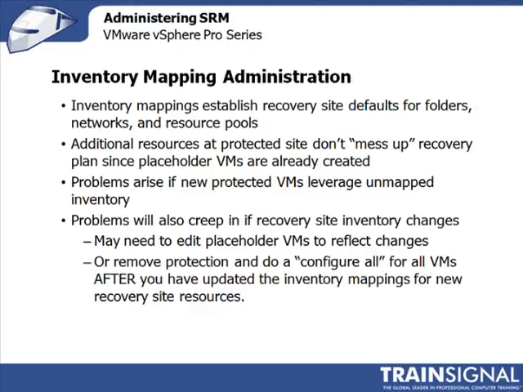My preferred method for now is to remove protection on all the VMs in a protection group and do a configure all for VMs in the group after you have updated the inventory mappings for the new recovery site resources. In this way, you can be sure that a large group of virtual machines gets the identical configuration that they need based on the mappings. It's a little easier to preserve good change control using this method rather than manually changing a bunch of virtual machines and opening up the possibility for some issues for people not getting it right.